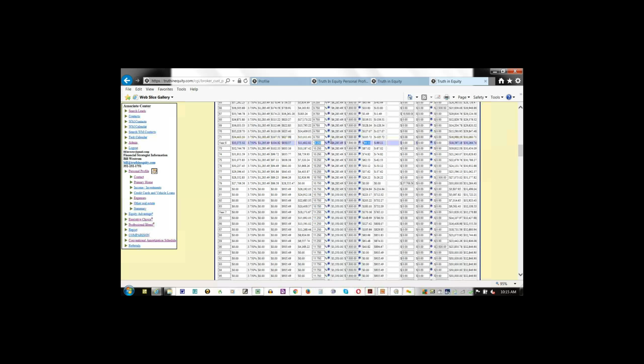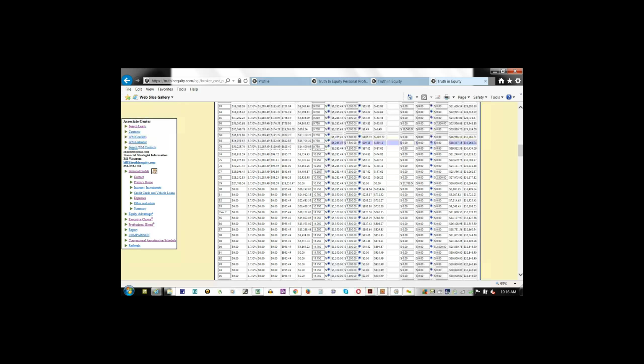Why? Because it's based on the balance. We're driving the balance down faster than the rate can keep up. Right? We can scroll up. Let's look at another one. Let's go from 8 3/4 to 9 1/4.